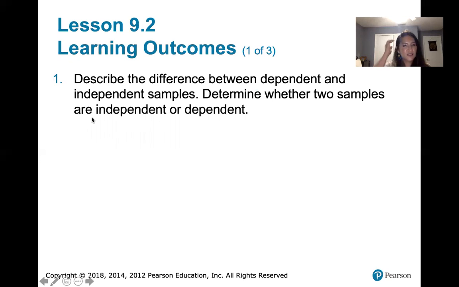So this first video is actually very short, and it's just describing the difference between those two categories because it's such a critical and important difference when choosing the right statistical tools.